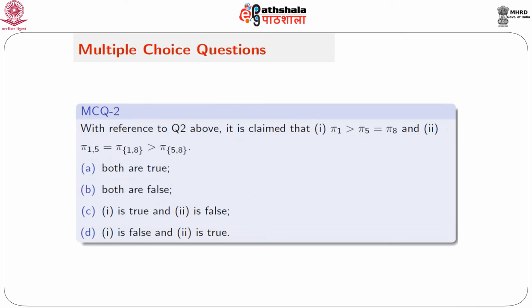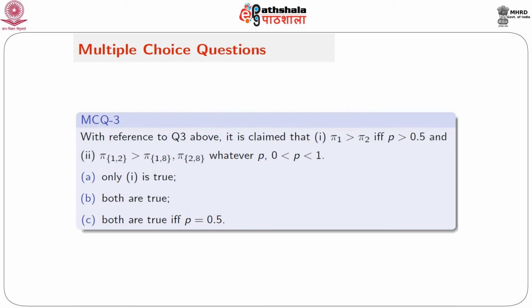With reference to question 2 above, it is claimed that 1, pi_1 is more than pi_5, which is equal to pi_8, and 2, pi_{1,5} equals pi_{1,8} which is more than pi_{5,8}. Are both true? Are both false? One is true and 2 is false, or one is false and 2 is true? So once you work out these things, you can see, and then you have to think more about the interpretation of these results. Okay. What is the next one?